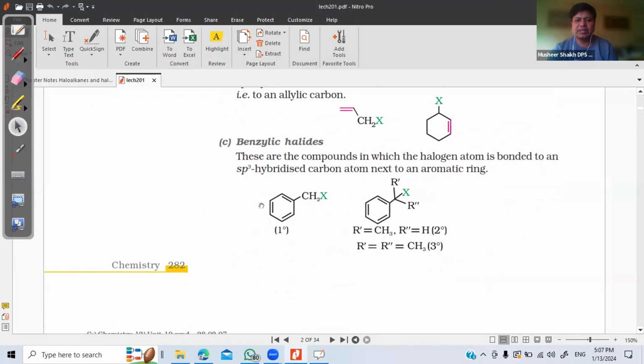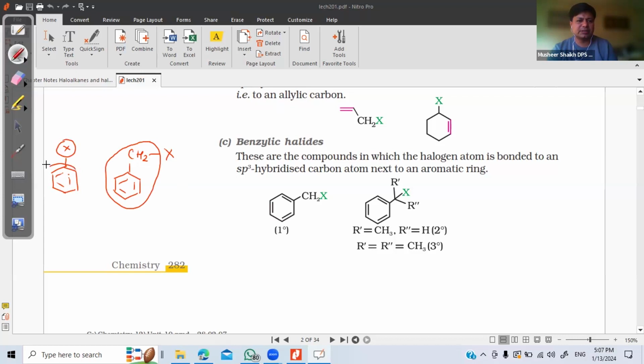Benzylic halide, same in benzene. If you have CH2, this is benzyl. Many students get confused between phenyl group and benzyl. This is benzyl. Anything here is benzyl. And what is the phenyl group? Phenyl group is a benzene. This is your phenyl. This is your benzyl.